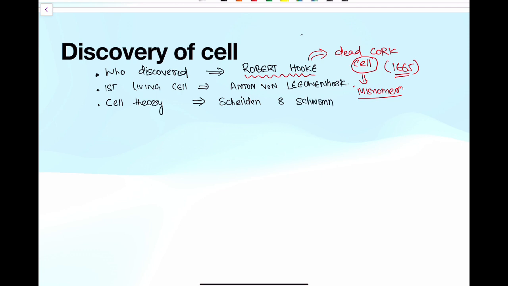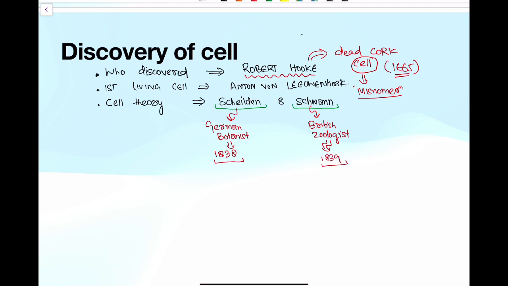Sometimes you can be asked about these two scientists. So remember Schleiden. Who was Schleiden? Schleiden was a German botanist who studied plant cells in 1838. He observed that plants are composed of different kinds of cells which form the tissues of the plant. And who was Schwann? He was a British zoologist. Schwann studied the animal cells in 1839.